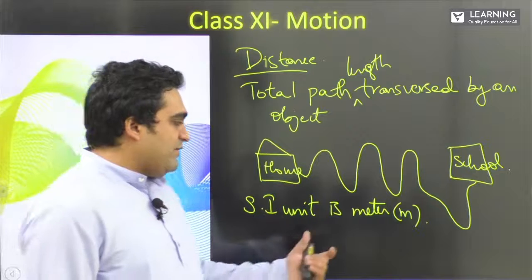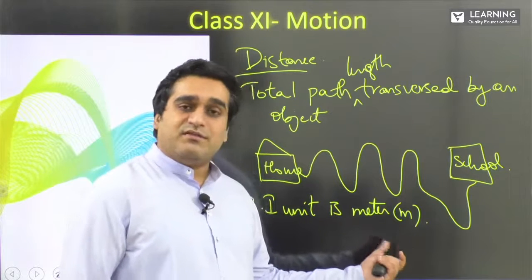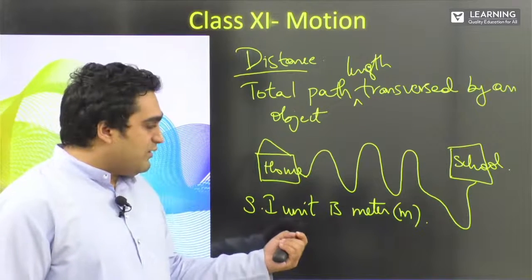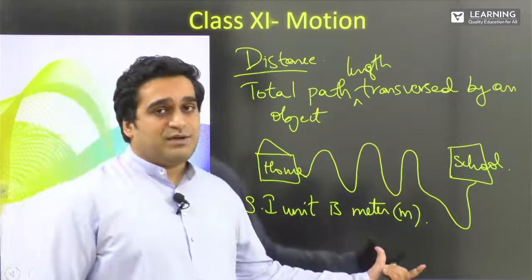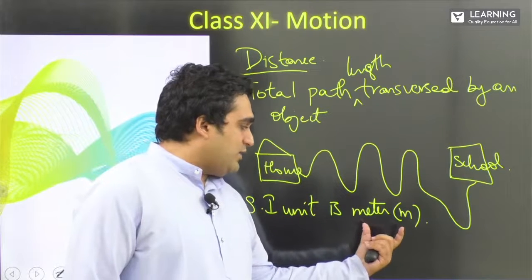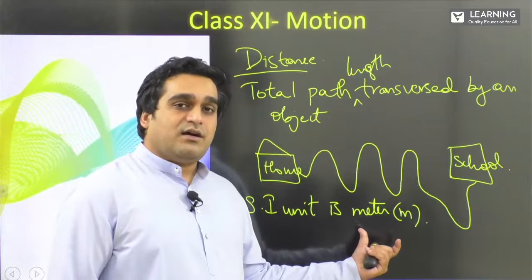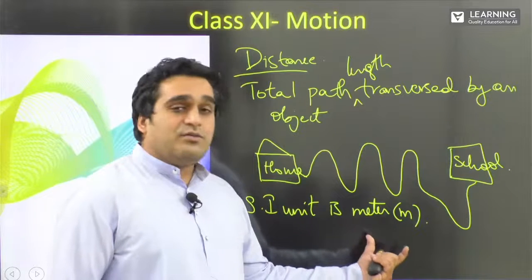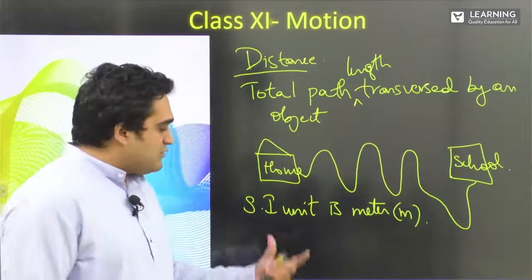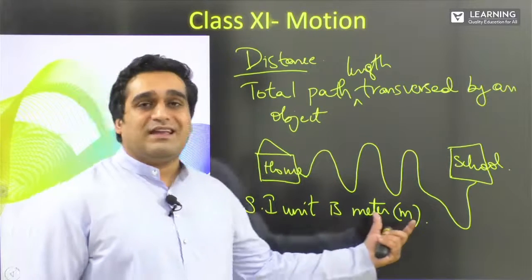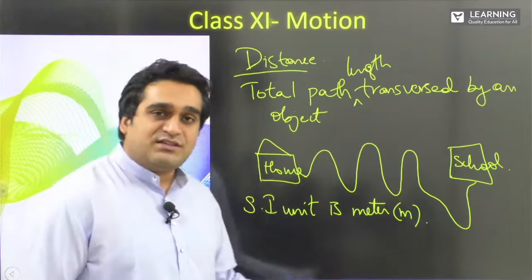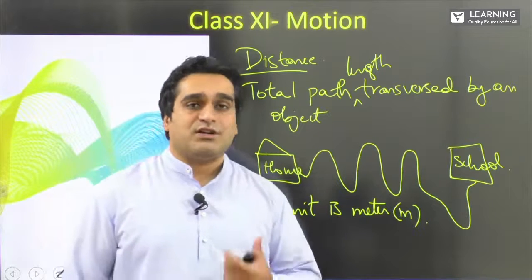You might recognize this from the previous session where we discussed units and measurement, and there we noted down a dimensional analysis for a meter, which is the unit of length. So distance, SI unit, is a meter. In distance, you try to measure the length.